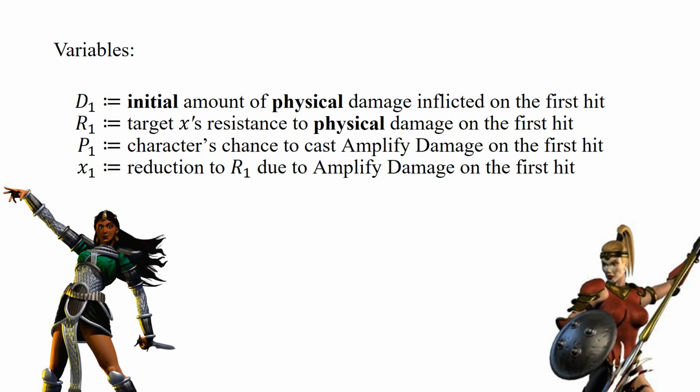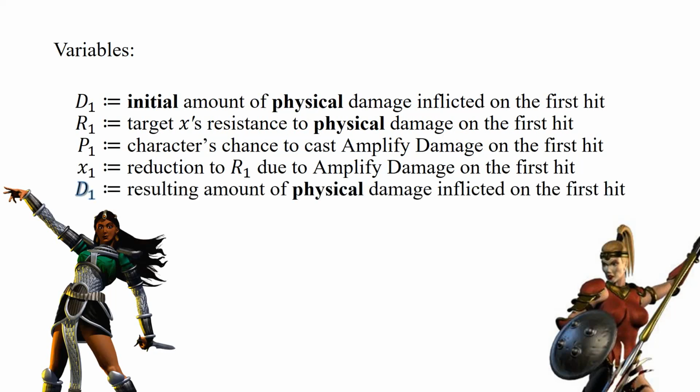Now, why do we care about that? Well, because in some instances, obviously, say when breaking an immunity, it's not always a reduction of 100%. Right? When breaking an immunity, I think it operates at about 1/5 efficiency. So these are the things we're interested in. Using these, we want to actually compute the resulting amount of physical damage on that first hit.